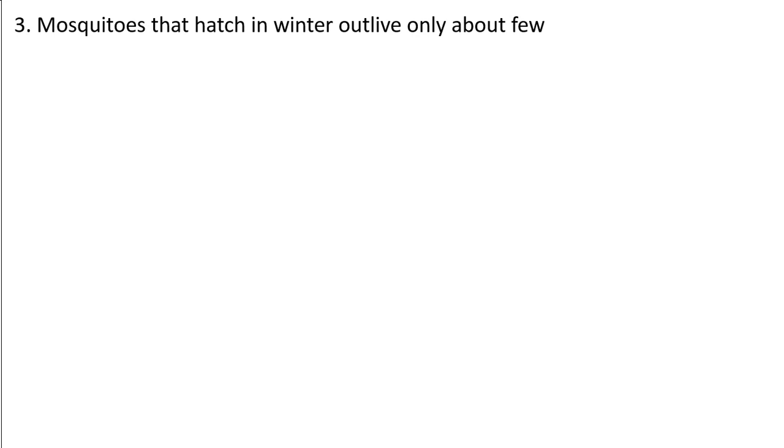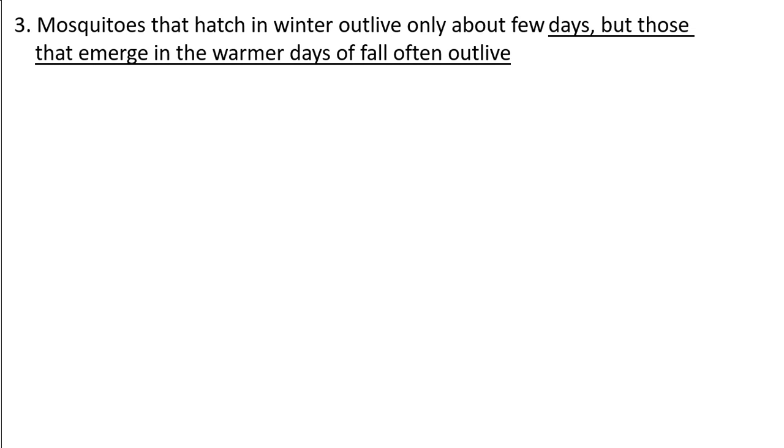Now 3. Mosquitoes that hatch in winter outlive only about a few days, but those that emerge in the warmer days of fall often outlive longer than 6 months. Here, "but those that emerge" is called correct parallelism. Mosquitoes that hatch in the winter outlive a few days, but those, meaning mosquitoes, that emerge in the warmer days of fall often outlive longer than 6 months.